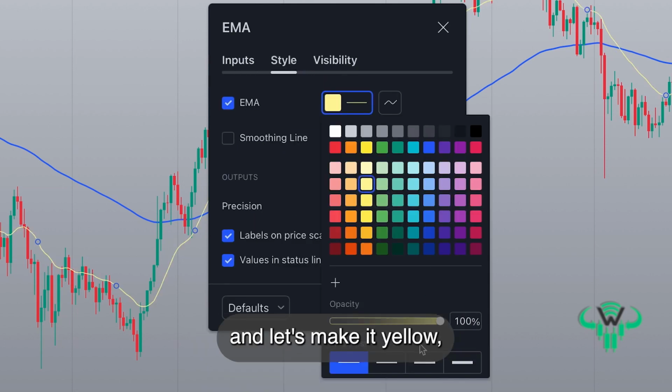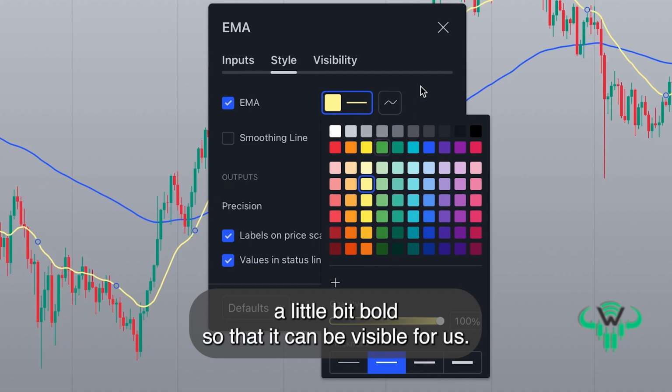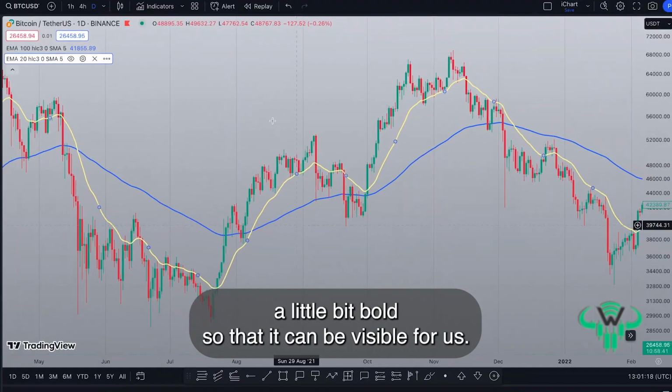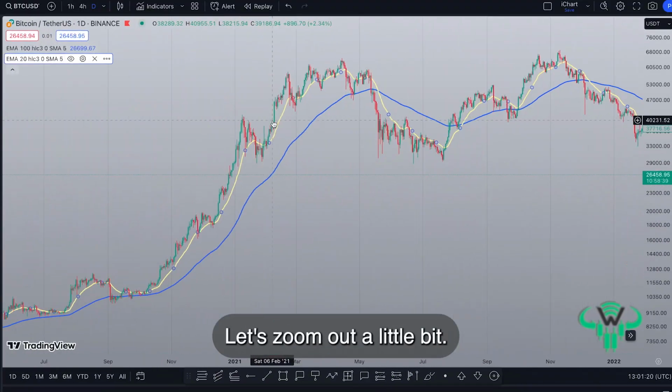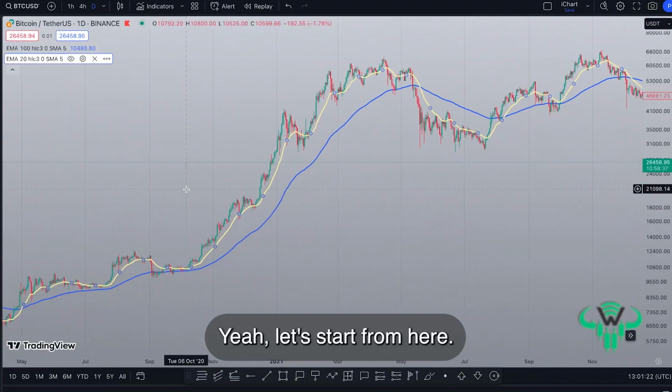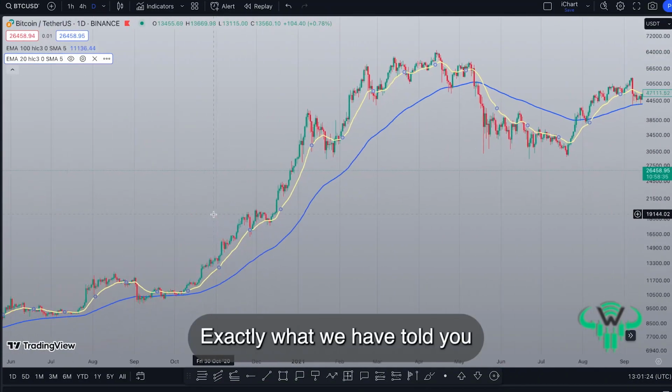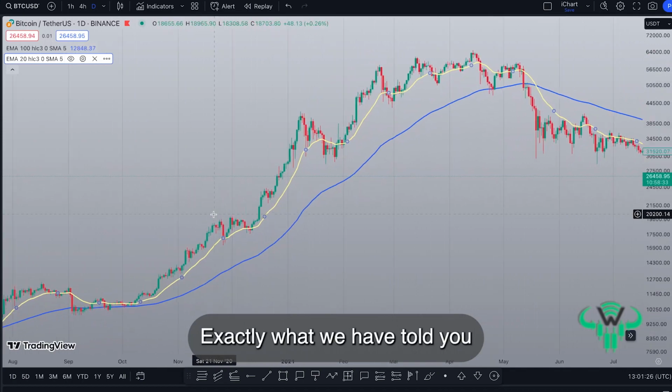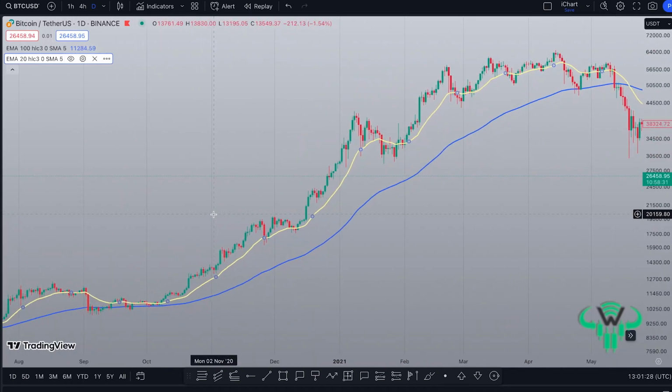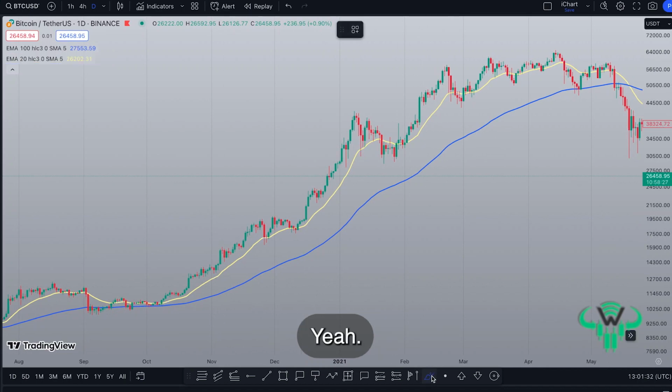And let's make it yellow, a little bit bold, so that it can be visible for us. Let's zoom out a little bit. Let's start from here. Exactly what we have told you earlier.